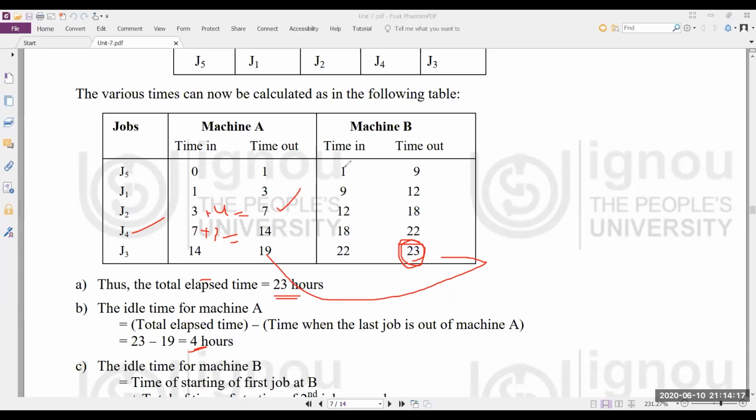Machine B starts working from 1 hour. It means it will be idle from 0 to 1 hour. So there is 1 hour where machine B is free. Now 9 to 12, 12 to 18, 18 to 22, 22 to 23. It means there is no gap between the consecutive work. So machine B is idle for only 1 hour. Okay. In this way, we can find out the idle time of both the machines and the total elapsed time by the system.